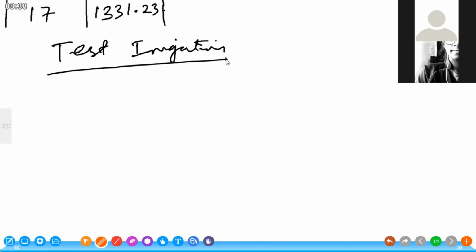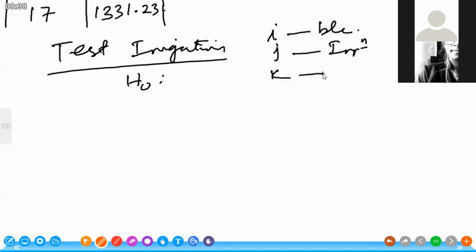Here we need to test all the effects, interaction and all the effects. First, I'm going to test the irrigation effect. So my null hypothesis, if you consider I as block, J as the irrigation, and K as the nitrogen, right? So how can we formulate our null hypothesis?